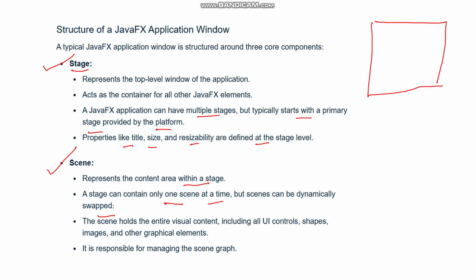The scene holds the entire visual content, including the UI controls, shapes, images, and other graphic elements. It is responsible for managing the scene graph. All the UI control components, shapes, images, and everything are available in the scene only.